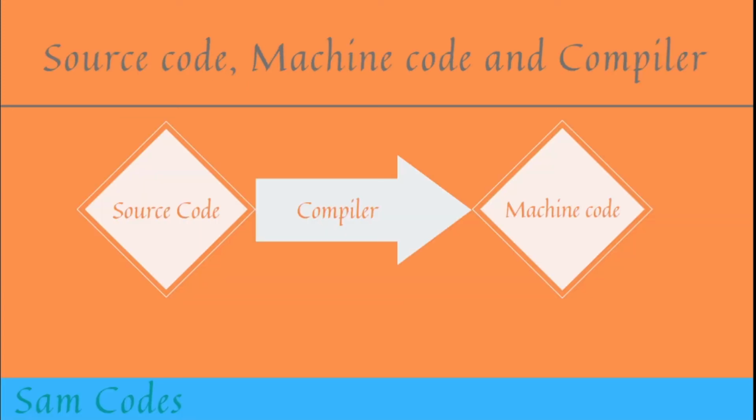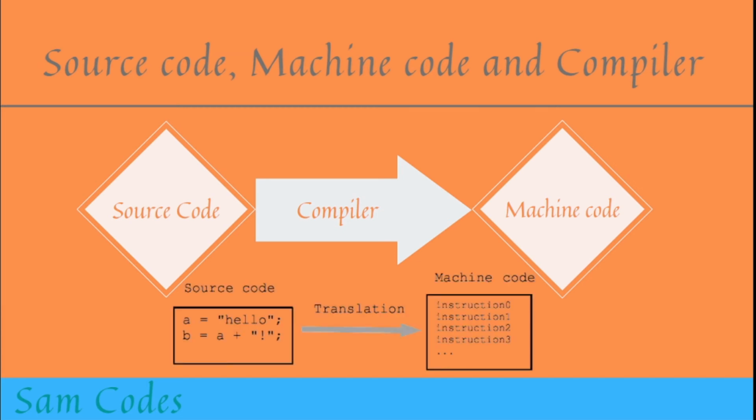Now let's talk about source code, machine code, and compiler. So you can see in this diagram that we have the source code. This is our code, the code that we write, and then we have the compiler, and then we have the machine code. Now let me show you an example of source code, and I want to show you an example of the machine code. So the machine code, as you can see here, is just different numbers. You'll see zeros and ones. It's jargon, really hard to understand.